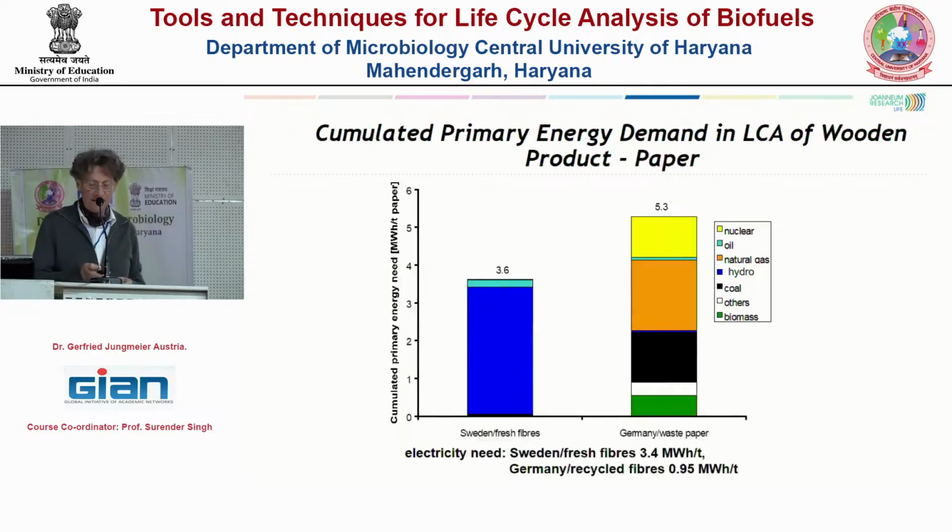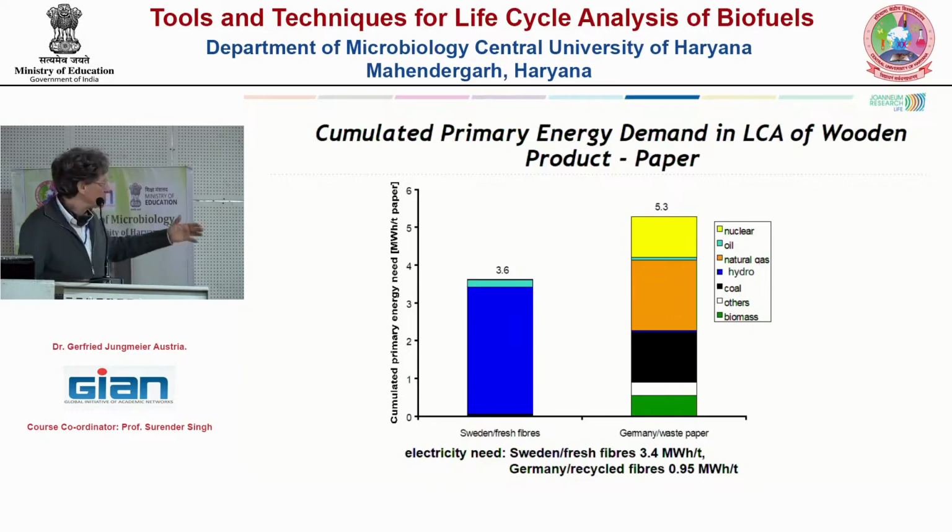One tricky thing is the electricity consumption and the primary energy demand. Here's one example about paper making. If they make paper in Sweden, they need 3.4 megawatt hours per ton of paper. And if you do recycling in Germany, you roughly need 1 megawatt hour per ton of pulp. So you might say, looking just at the electricity, it seems that paper recycling is 3 times more energy efficient than fresh fibers.